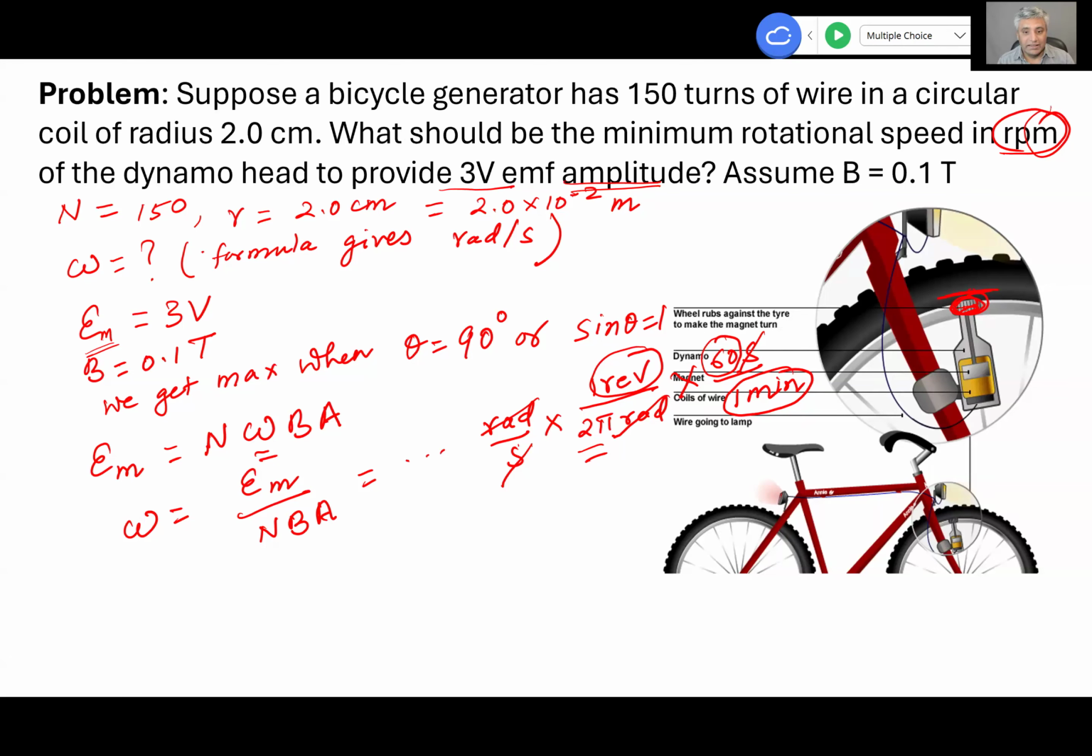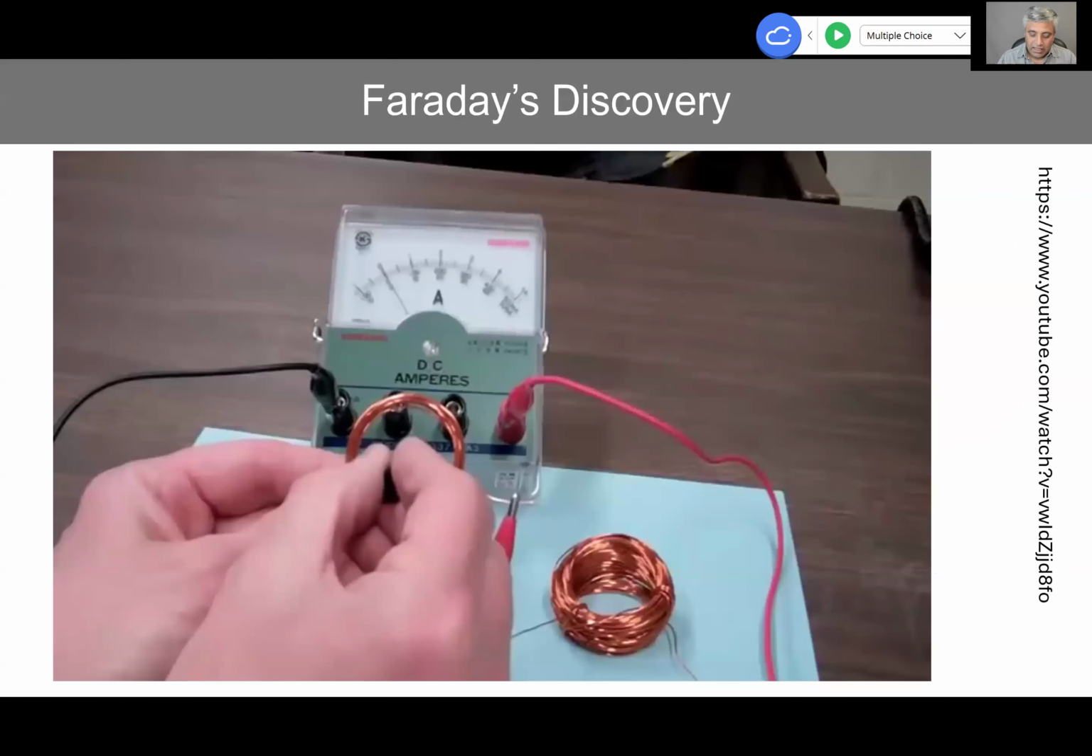Okay, so that's the electric generation. Now, there are other ways we can generate EMF. Faraday was playing with the circuit and switch and so on, and discovered something.